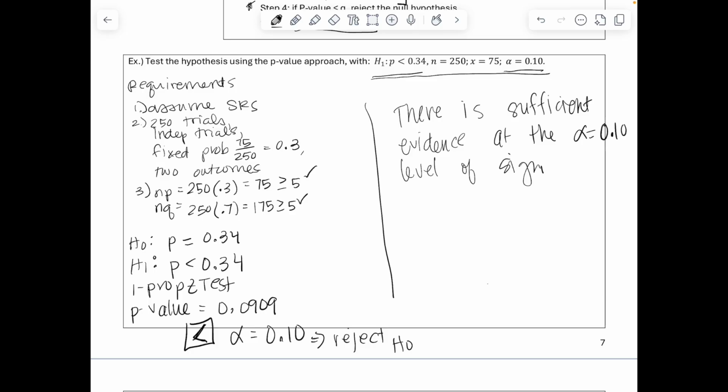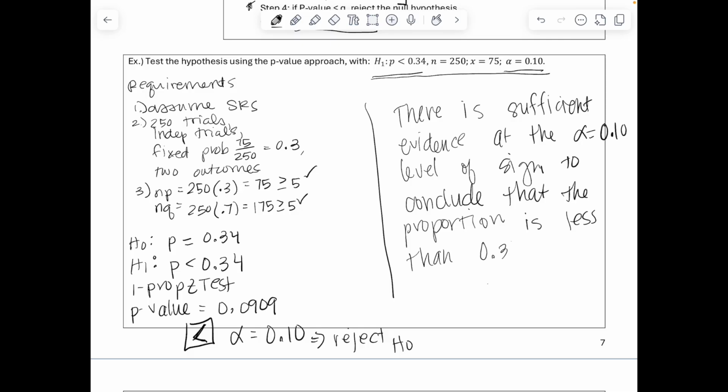And really quick, this is important to include in your conclusions, because if, for example, our alpha value was something different like 0.05 or 0.01, we would have had a different conclusion. So to conclude that, and again, whenever you write your conclusions, you always talk about H1, which is going to be that the proportion is less than 0.34.